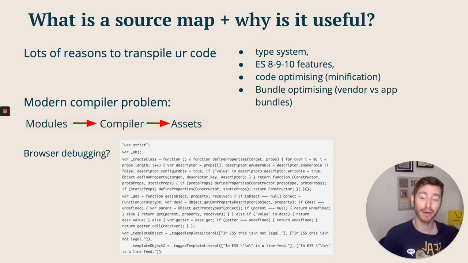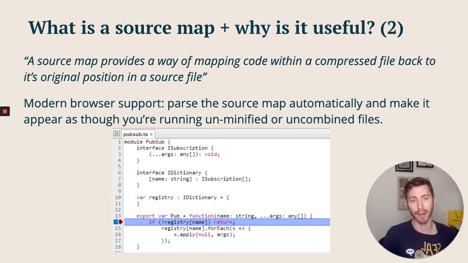So we can see the usual architecture for a compiler is taking these modules, putting them through the compiler, and producing these assets. An example code snippet is there, which has been put through a compiler, and you can see it becomes near impossible to reason about, and even harder to debug if there was an issue. So this is where source maps come in.